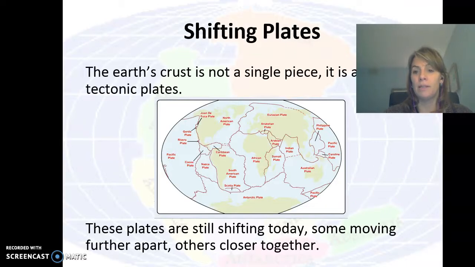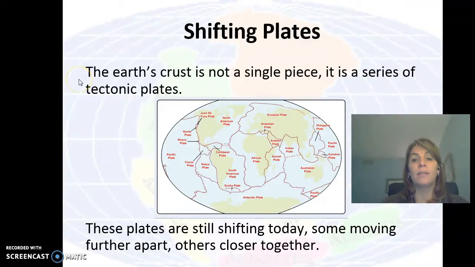Okay, shifting plates. The Earth's crust is not a single piece. It is a series of tectonic plates. Anybody remember how many plates there are? I don't know if we actually talked about that specifically, but these plates are still shifting today, some moving further apart, others closer together, depending on where they are in relation to each other. So when Pangaea broke apart about 200 million years ago, large pieces of land shifted, eventually forming the arrangements of continents and oceans of today. You can see that the Earth's crust is not a single piece, but many separate pieces.